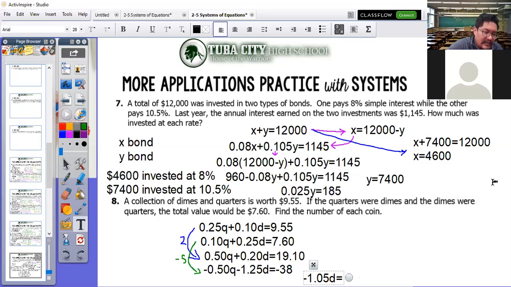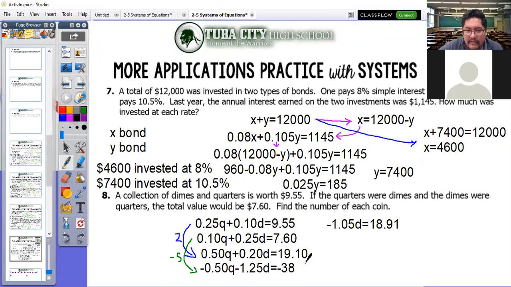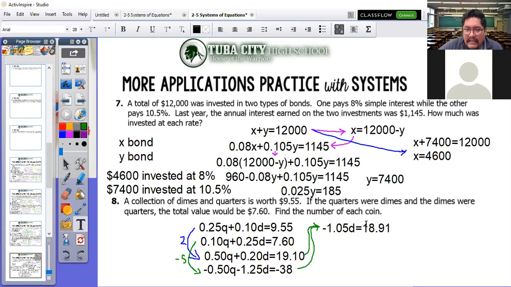$19.10 minus $38, it's going to be $18.91. Okay, and again, there you go. I'll just put it up here and draw an arrow to it. So this one and this one both became this one here. All right, so now, oh wait, this would also be a negative as well.